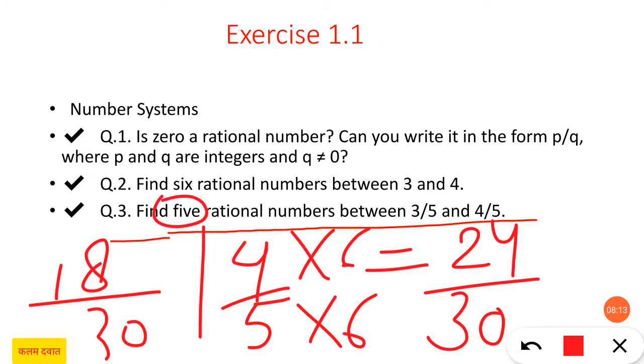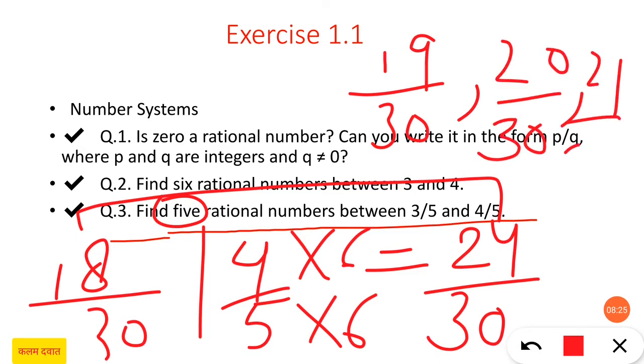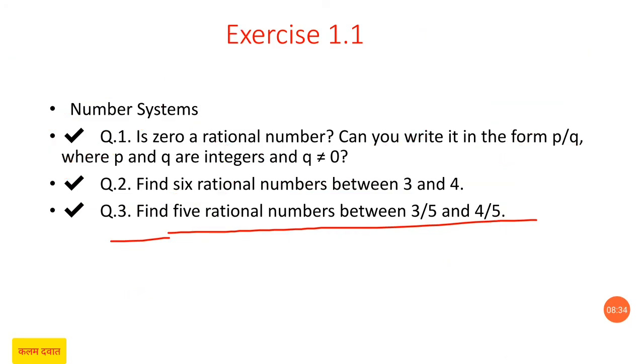So we have to find 5 rationals between them. These are the two numbers and between them we can easily write 5 rationals: 19 upon 30, 20 upon 30, 21 upon 30, 22 upon 30 and 23 upon 30. This will be your answer. Next.